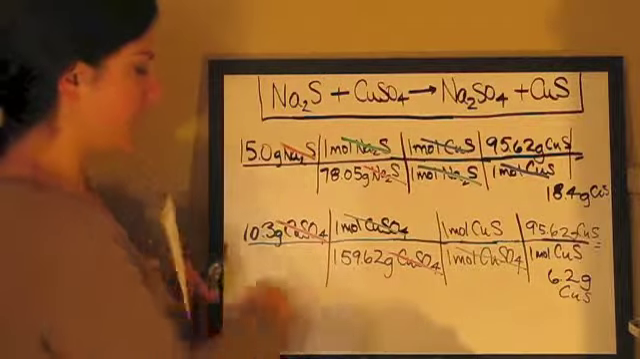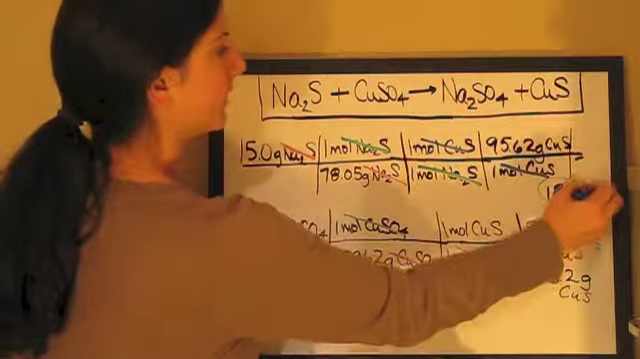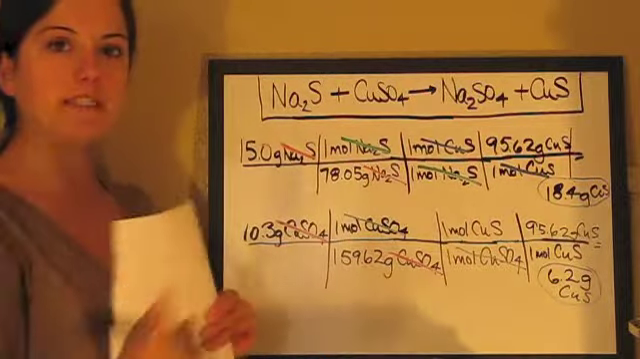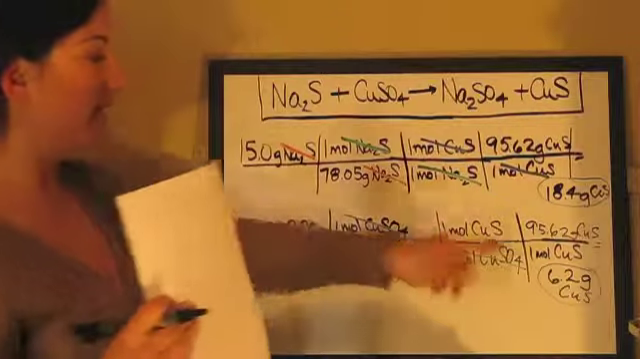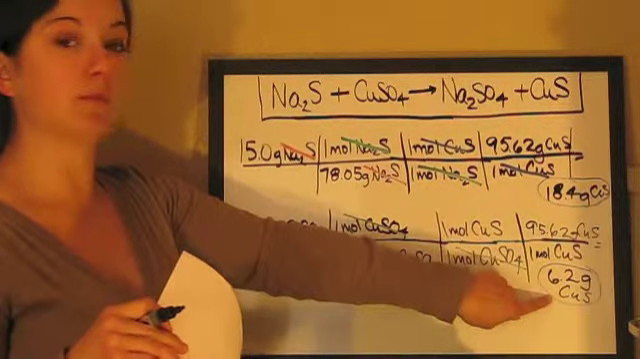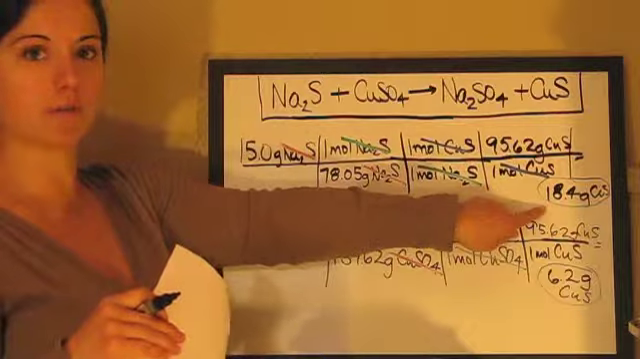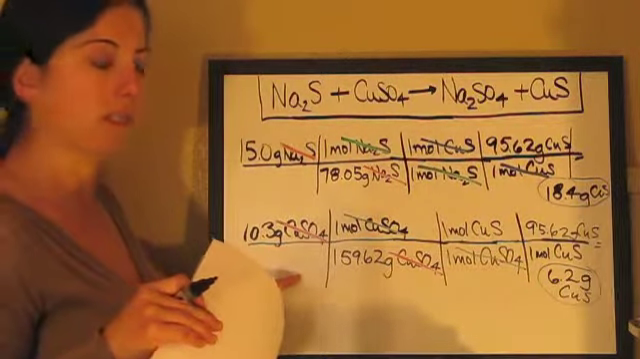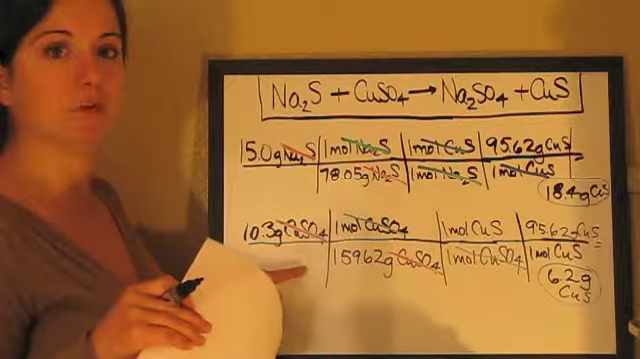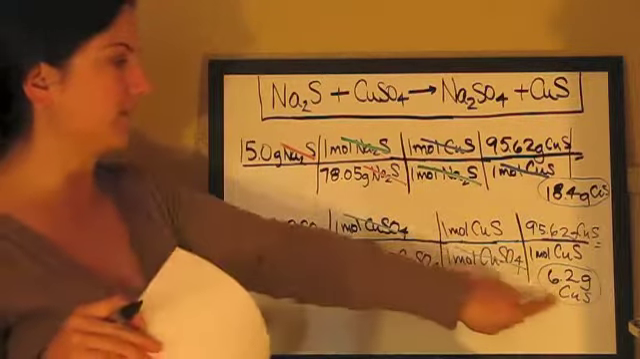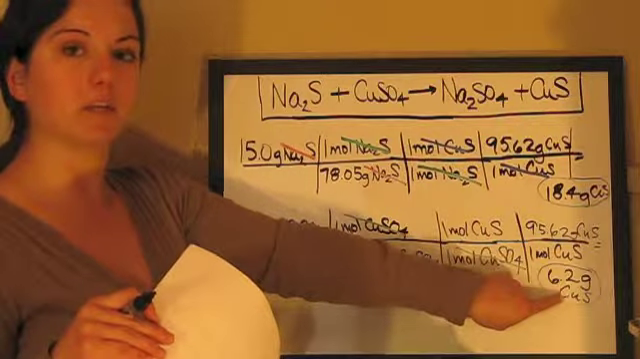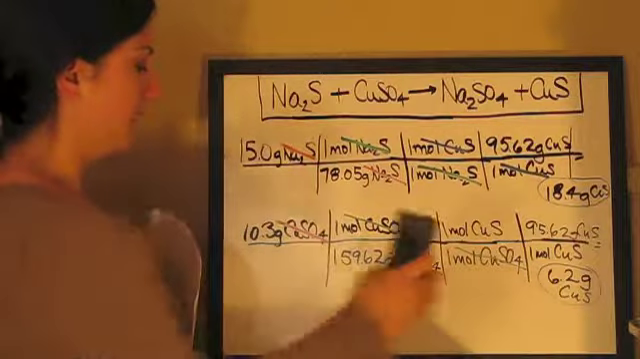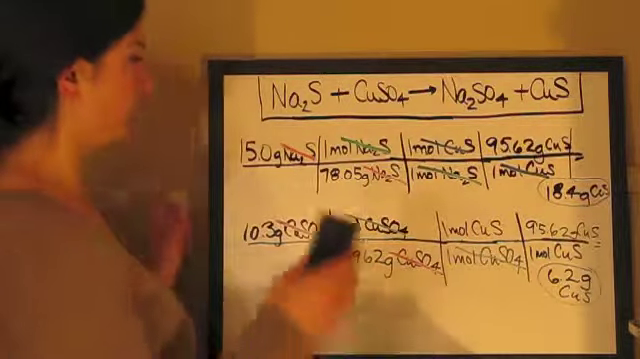So now if we look at the difference between 18.4 grams of copper sulfide and 6.2 grams of copper sulfide, we look to see which one is smaller. And the 6.2 grams of copper sulfide is smaller than the 18.4 grams. So that means that the amount of copper sulfate that we were given is the limiting reactant in this equation. Okay, so this is the amount of copper sulfide that we are going to get with the copper sulfate. Okay, the next step to this problem is to solve for the percent yield.